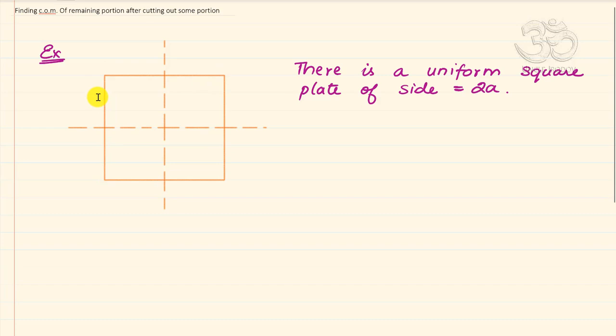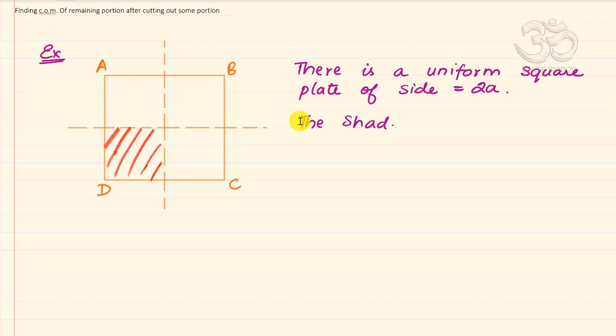D. So let me name it. There is A, then you've got B, then you've got C, and then you've got D. So ABCD is that uniform square plate, and it has got a side of 2a, and out of this plate we cut off a certain portion. So maybe we will cut this shaded portion. So from this plate the shaded portion has been cut off.